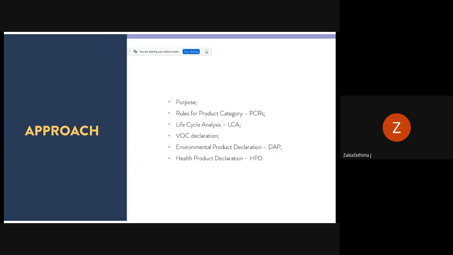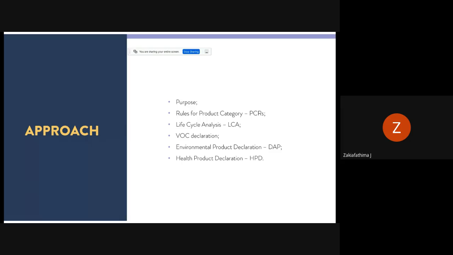We are going to talk about why a documentation is important, why a documentation happens. First is your purpose behind your documentation. Only if you have a documentation done for a material can you tell that a product is sustainable. Without this, nobody is going to believe you. Second is your rules for product category, PCR. These are the rules that define a material as a sustainable material. This will tell you how a product is categorized as sustainable, and what rules it needs to satisfy.